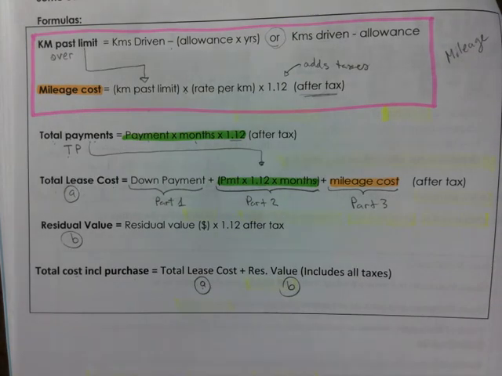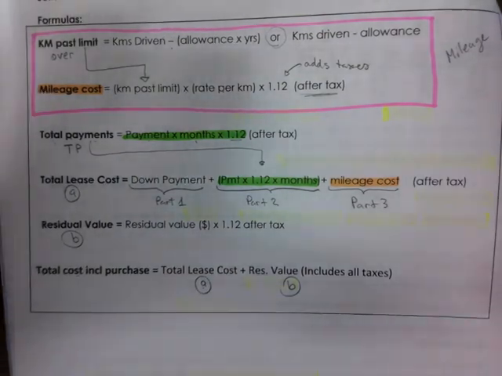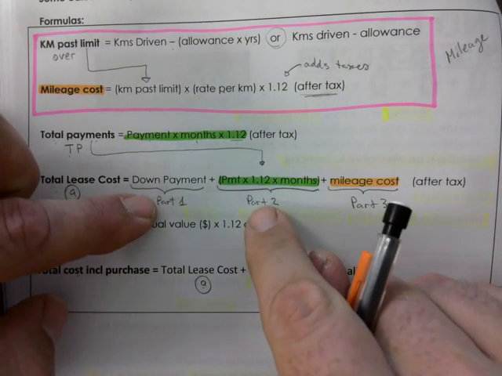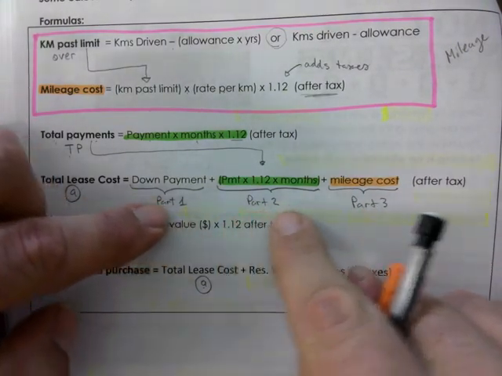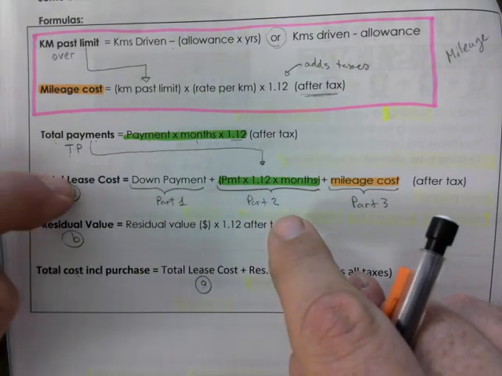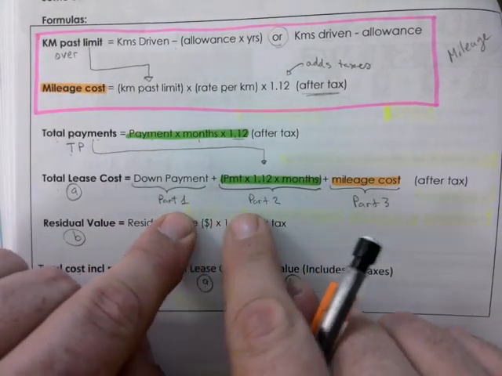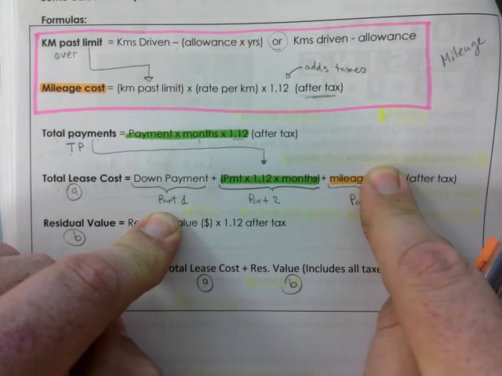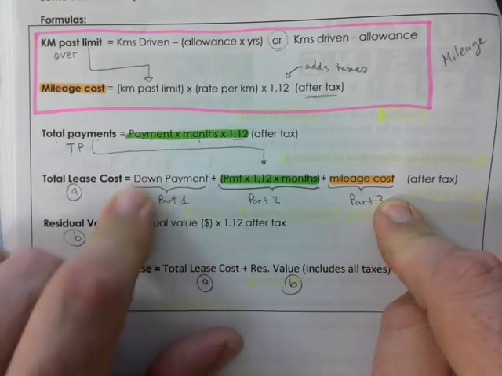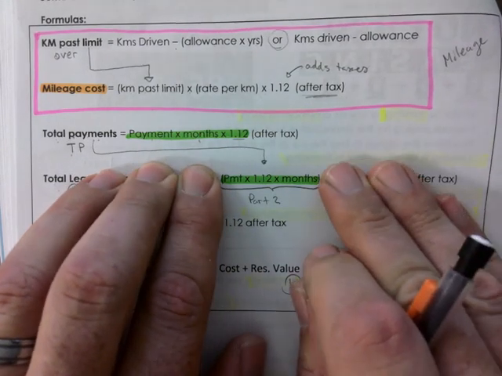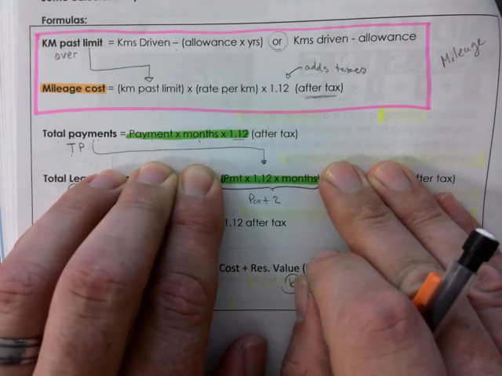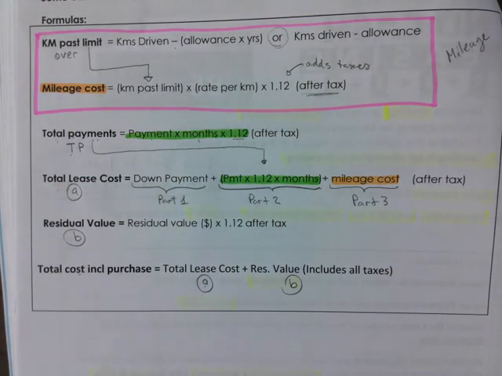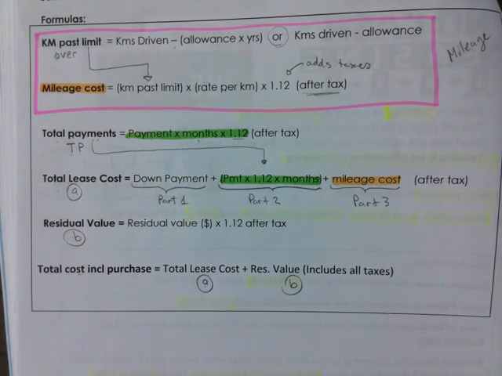So these are the formulas I'm going to go by, and I think I call these components in your notes. Same thing. The total lease cost has potentially 3 parts to it. Mileage isn't always there, and down payment isn't always there, but the middle part will be there. I'm quite certain of that, right? And just understand how the formulas work.